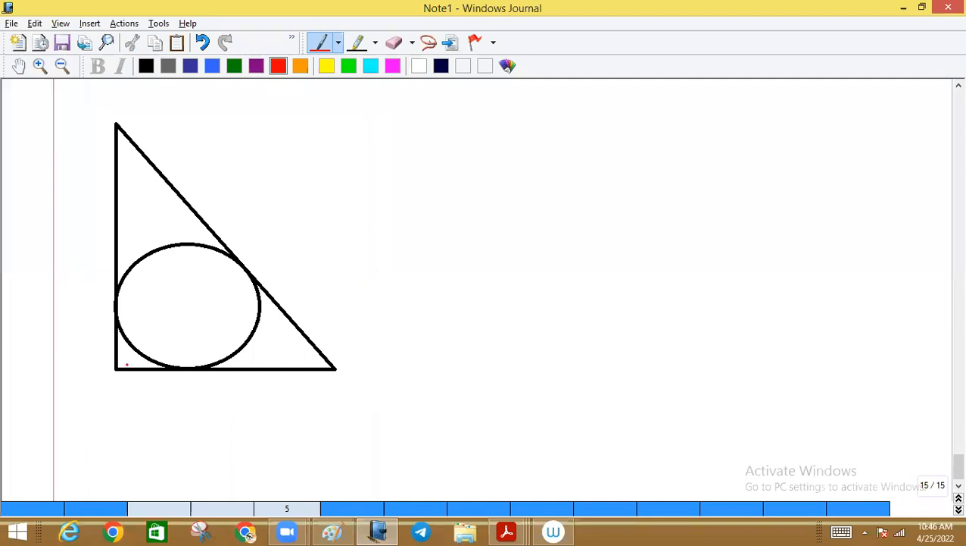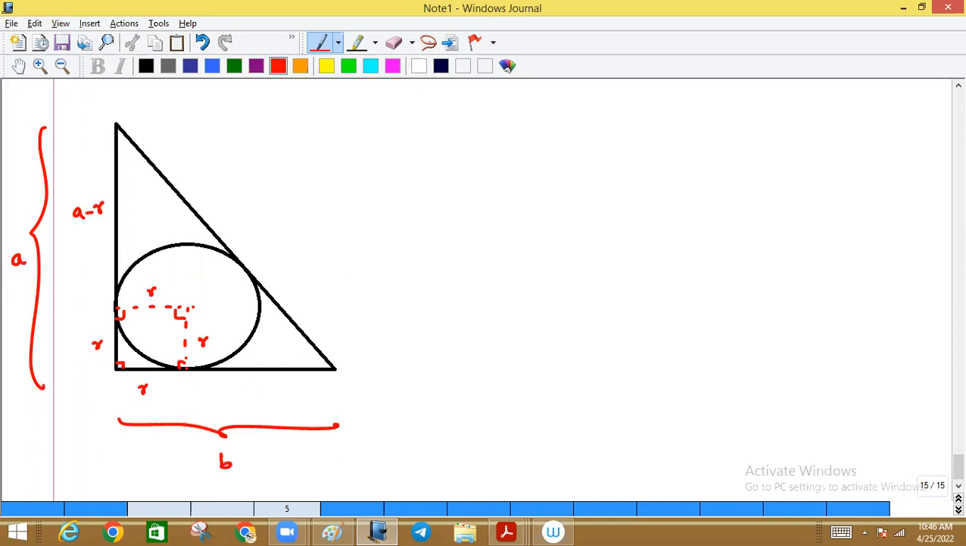Suppose a circle is inscribed in a right angle triangle. We know lengths of tangents are equal. We know that it's a radius. It is also radius, 90, 90, 90. Therefore, obviously, this also becomes 90. It becomes a square of side R, R, R, R. We know this entire side is A. If you take out R, it becomes A minus R. If this entire side is B, if you take out R, it will be what?